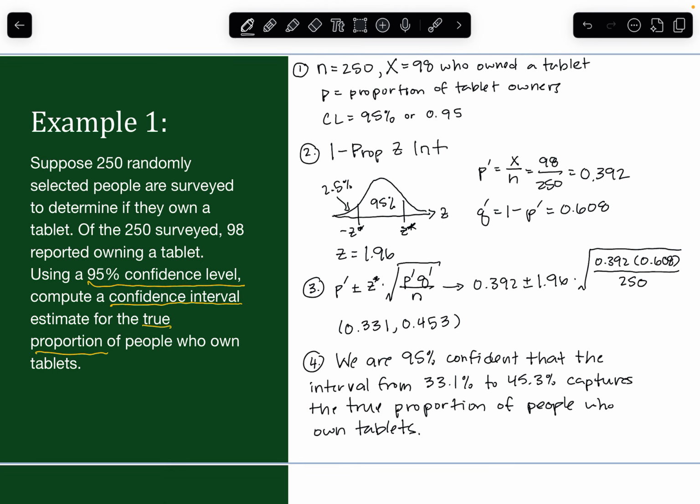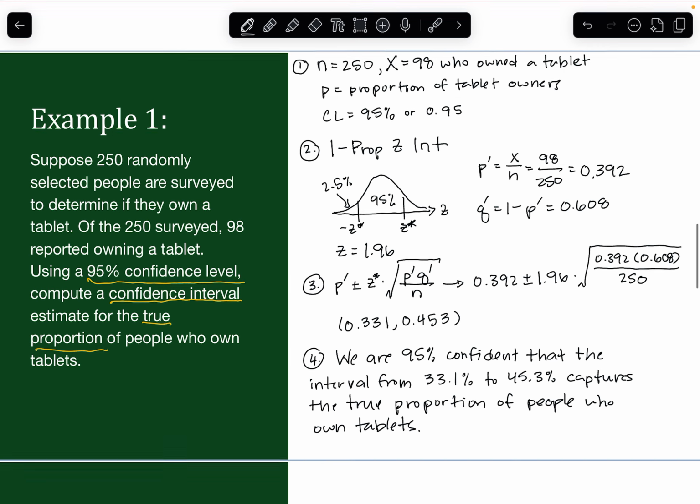So hopefully that process felt a little bit familiar after having done means in the last video. We're going to do 2 more examples.